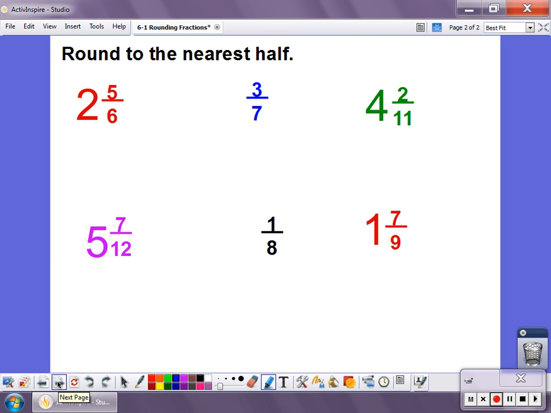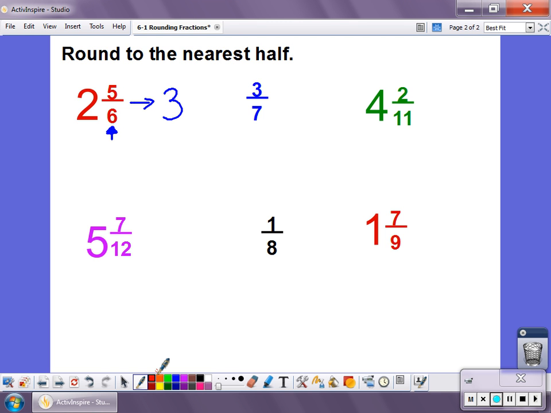Now let's put this into practice. Okay, 2 and 5/6. So remember, the first thing I want to do is look at my fraction part. This numerator is almost as big as this denominator, so that means we're going to round up. We're going to round this to the next whole, so 2 and 5/6 would round to 3.